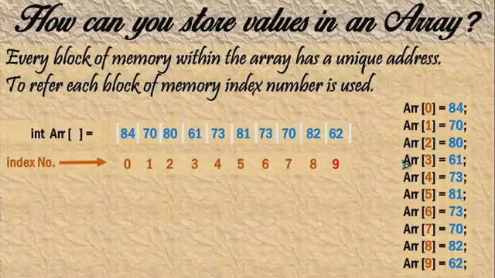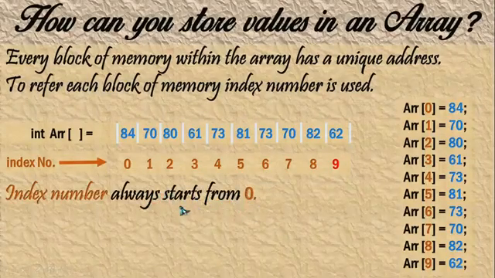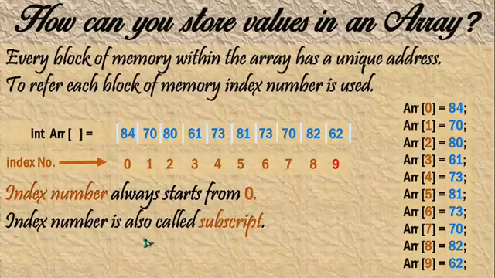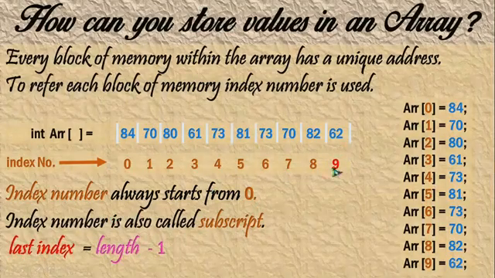This address, that is the index number, can also be used to retrieve the data from that block. So remember, index number always starts from 0. Index number is also called subscript. So the index number we have here is also called subscript. Then the last index is always 1 lesser than the size of the array. That is, last index is equal to length minus 1.